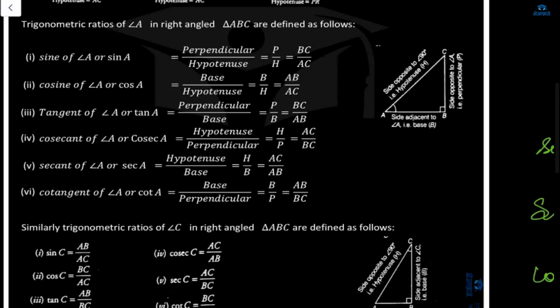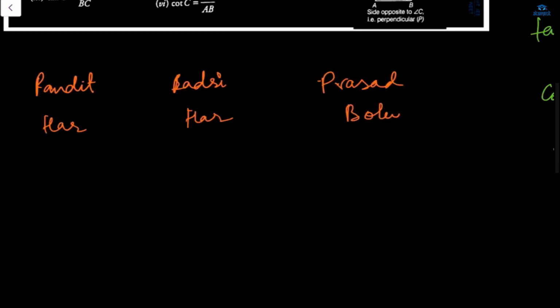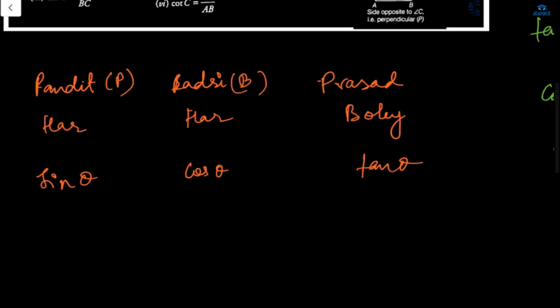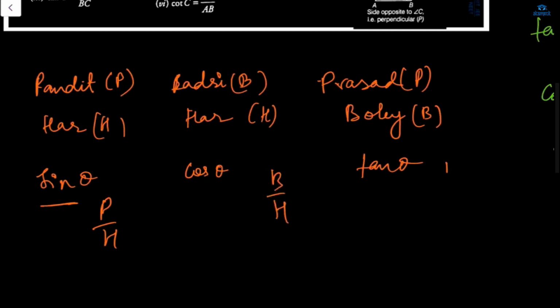Now, a short form to remember this, in a fun way. There is a very common statement that people use for remembering the trigonometric ratios: Pandit Badri Prasad Har Har Bole. This Pandit stands for P, then B, again P, H, and H. Now you can see, sine will be equal to P upon H, cos will be equal to B upon H, and tan will be equal to P upon B.